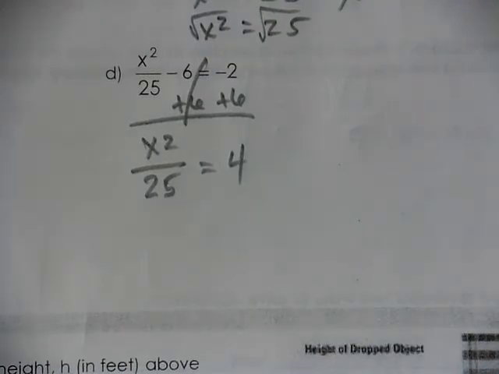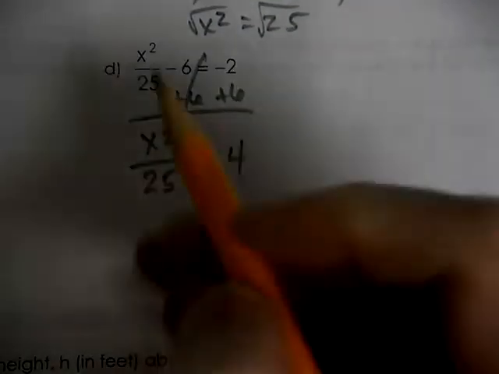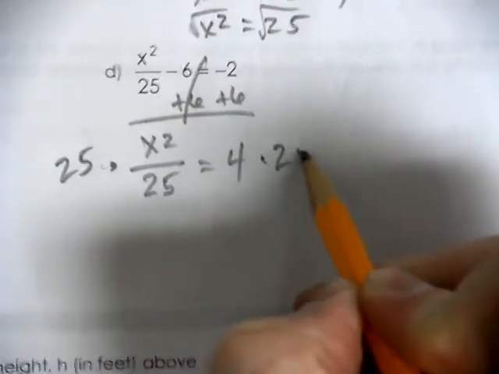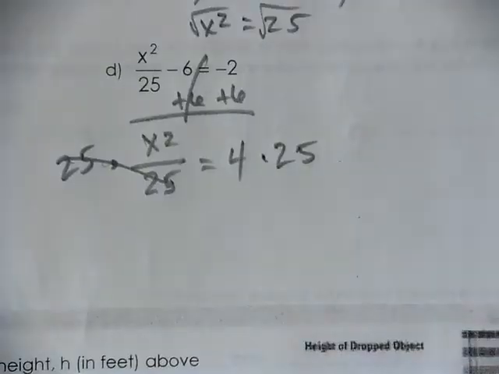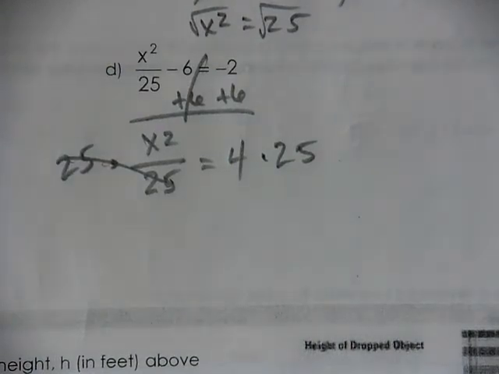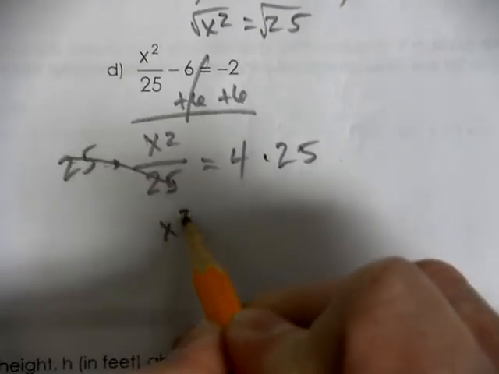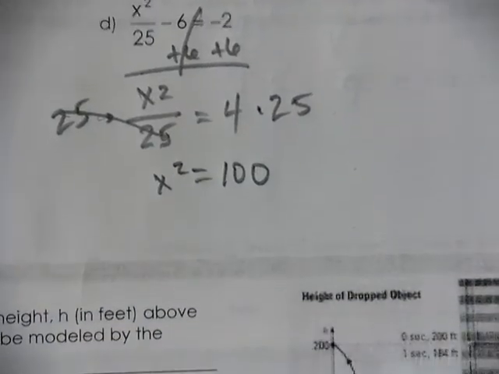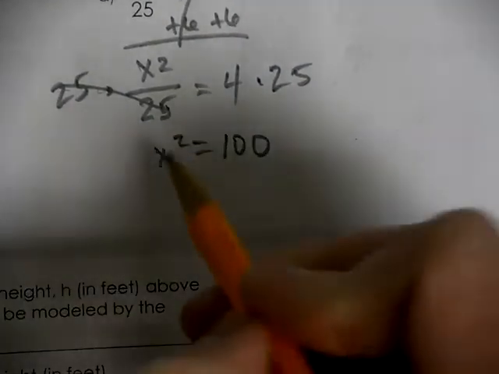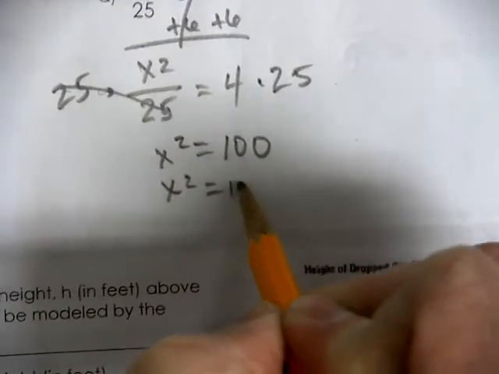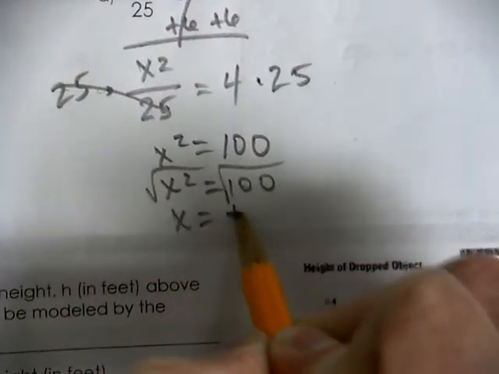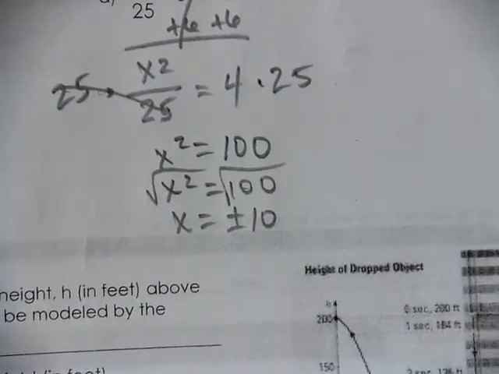Now we have the x squared divided by 25. So we're going to multiply by the denominator to get that by itself. And this is x squared equals 100. Then you're ready to take the square root of both sides. And x equals plus or minus 10.